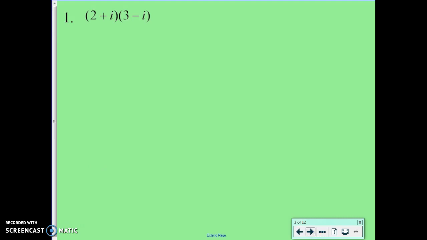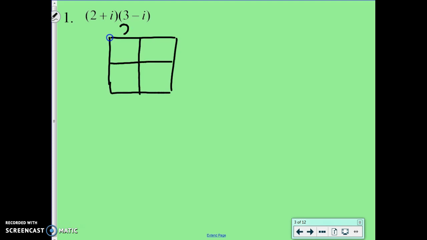So our first problem here is 2 plus i times 3 minus i. And again, just like we've done in the previous problems, we create a 2 by 2 multiplication array, Punnett square, whatever you want to call it. Take the first one, put it up top. Doesn't really matter if you put it up top or on the side. Take the second one, put it along the side if you put the first one on the top. Make sure that your second term in the binomial has the operator attached to it. That tells us whether it's positive or negative.